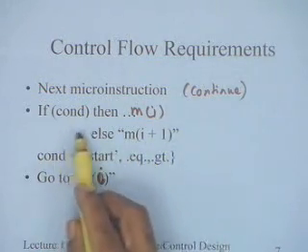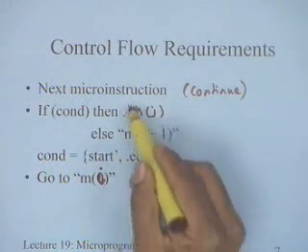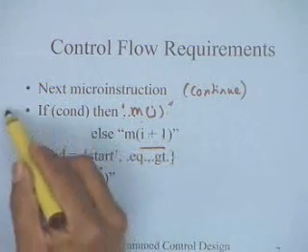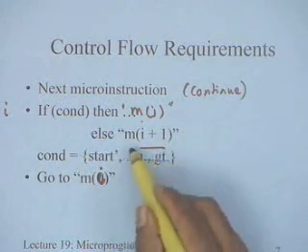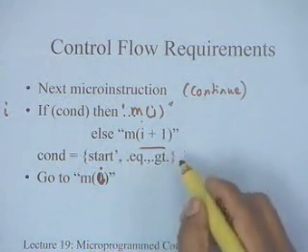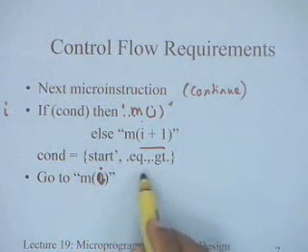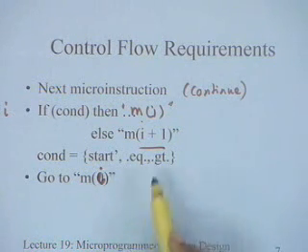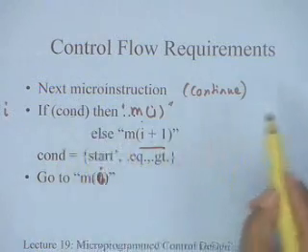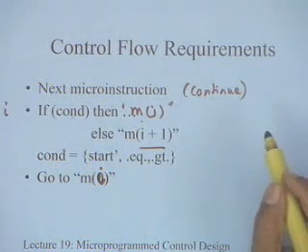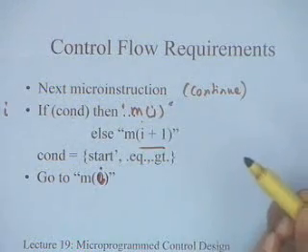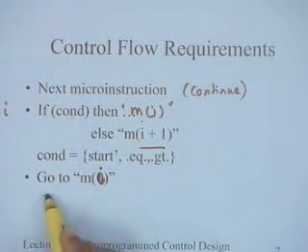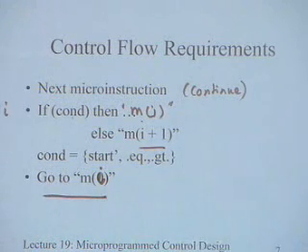That is why I said if condition then mj else mi plus 1, where I am executing the ith instruction, and then I go to this. The conditions that I have to test are start bar, equal, and greater than. These are the three conditions that I need to test as part of my sequence control. With any of these conditions, I should be able to support this type of branch. Then I need to specify the address of the instruction that I want to go to.